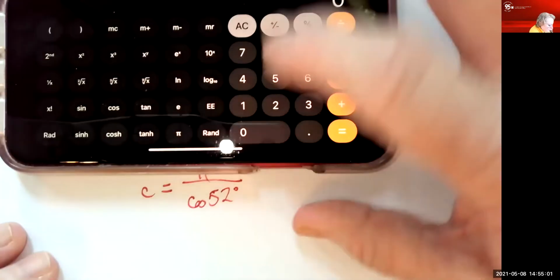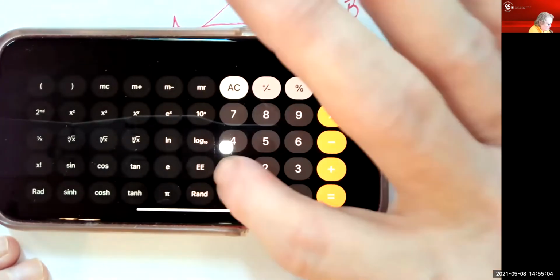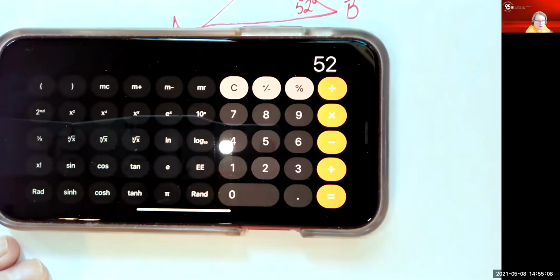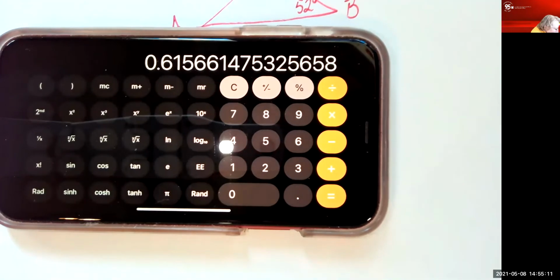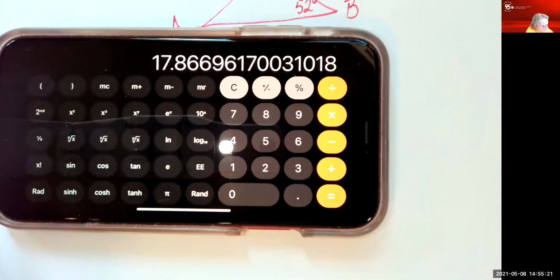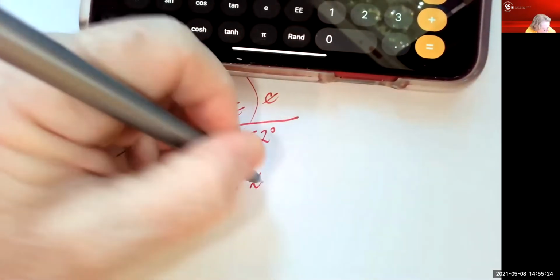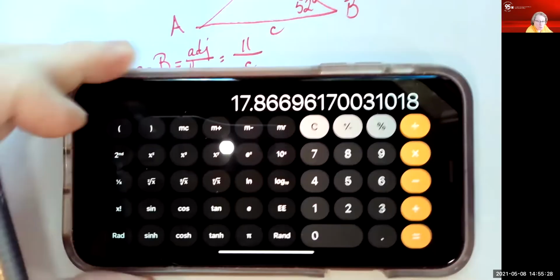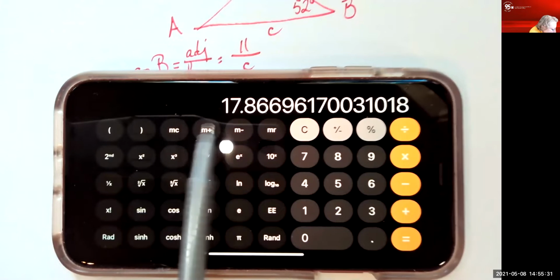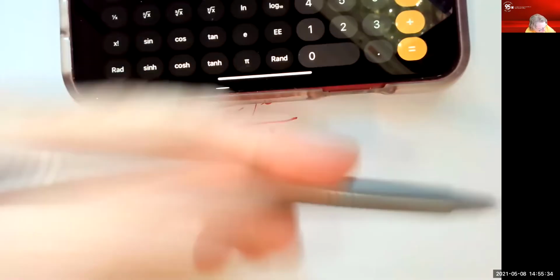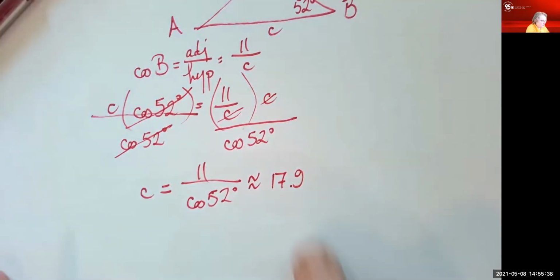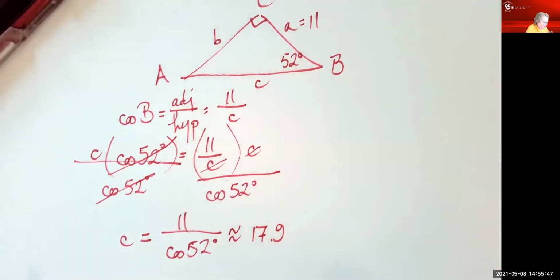All right, so we have 11 divided by cosine of 52. I get 0.6166. Oh, that's the cosine. Okay, equals. All right, so we get that C is approximately 17 point, let's use one decimal place here, so approximately 17.9 units. That can be correct because I know that C, the hypotenuse, should have the longest length. And it is longer than side A that we already knew.